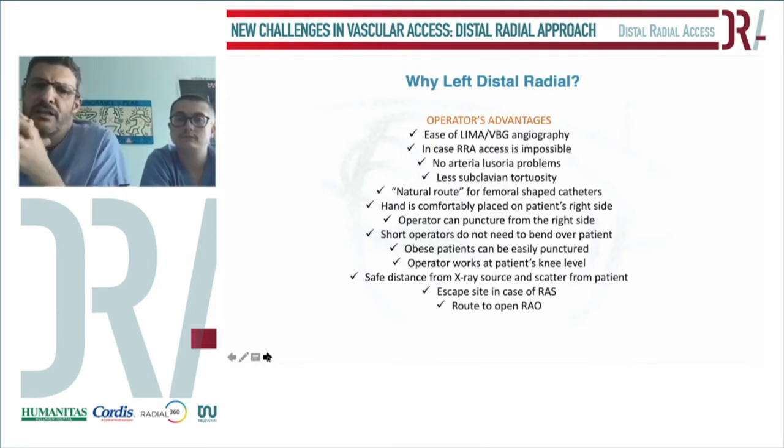We don't need to bend over the patient, and also in case of an obese patient, we don't need to bend over the patient. And in terms of reduction of radiation, we maintain a safe distance from the X-ray source and reduce scatter from the patient. It is also an escape site in case of radial artery spasm, as we can see during the next presentation. And finally, it's a good route to open a radial artery occlusion at the forearm.